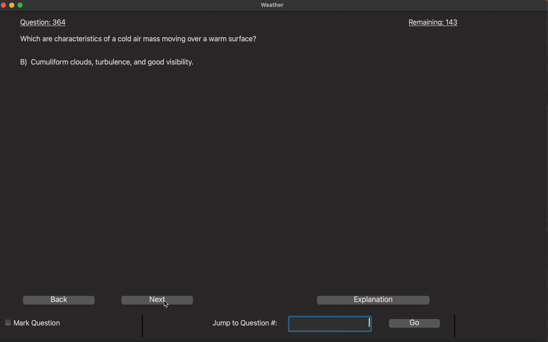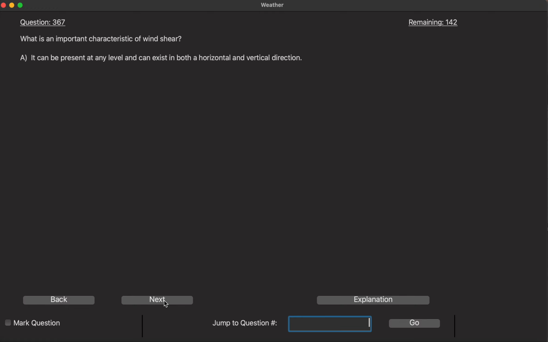Which are characteristics of a cold air mass moving over a warm surface? Cumuliform clouds, turbulence, good visibility. So, a cold air mass moving over a warm surface: cumuliform clouds, turbulence, and good visibility.